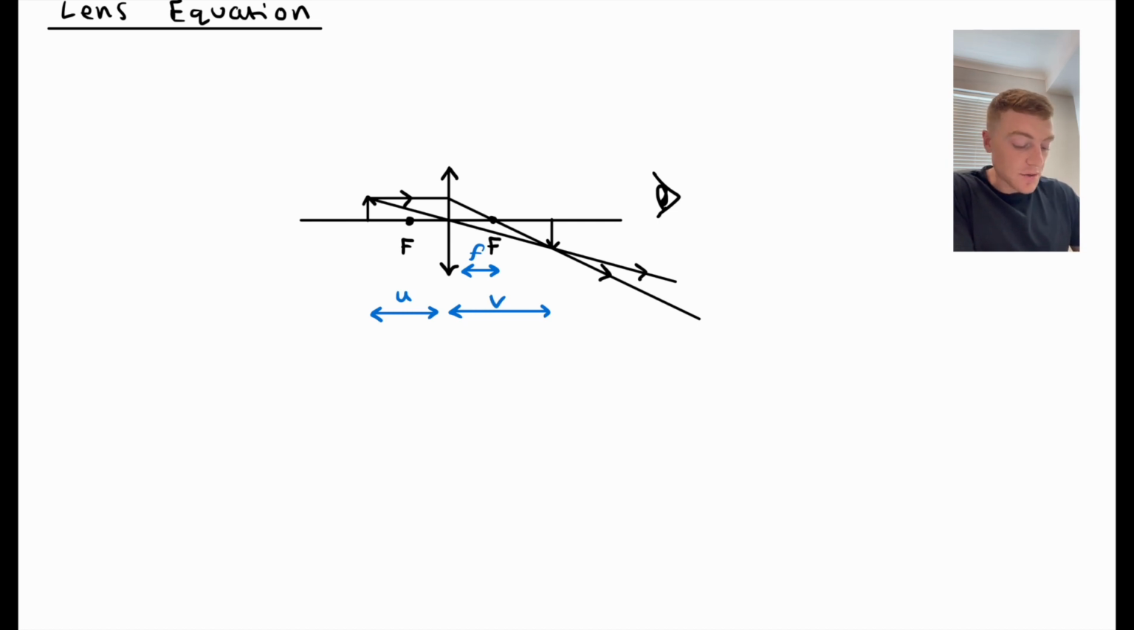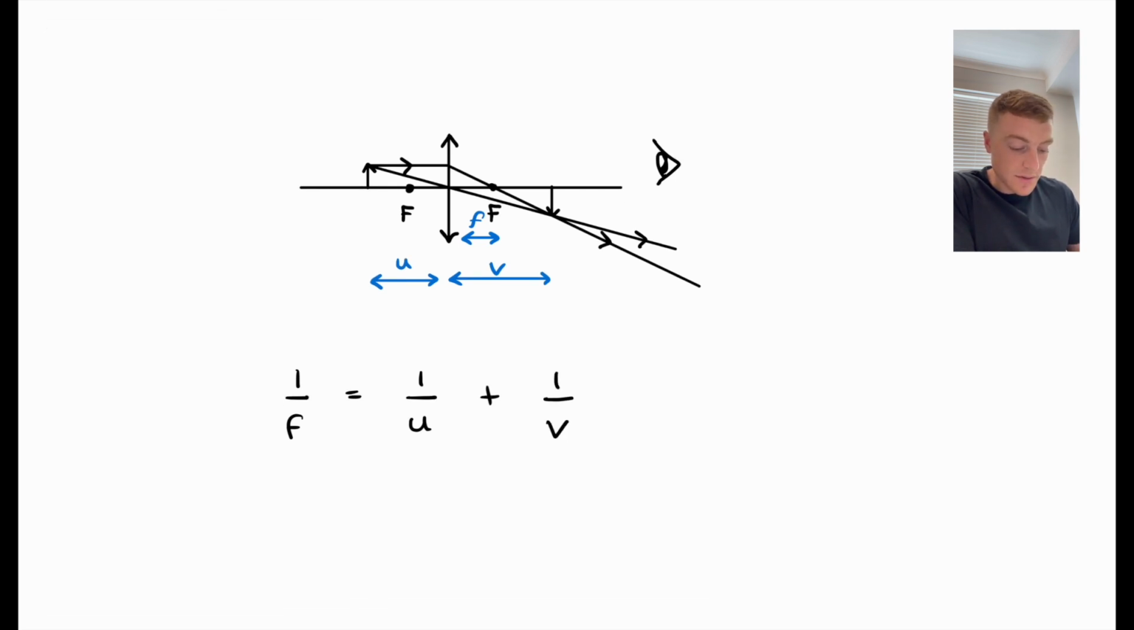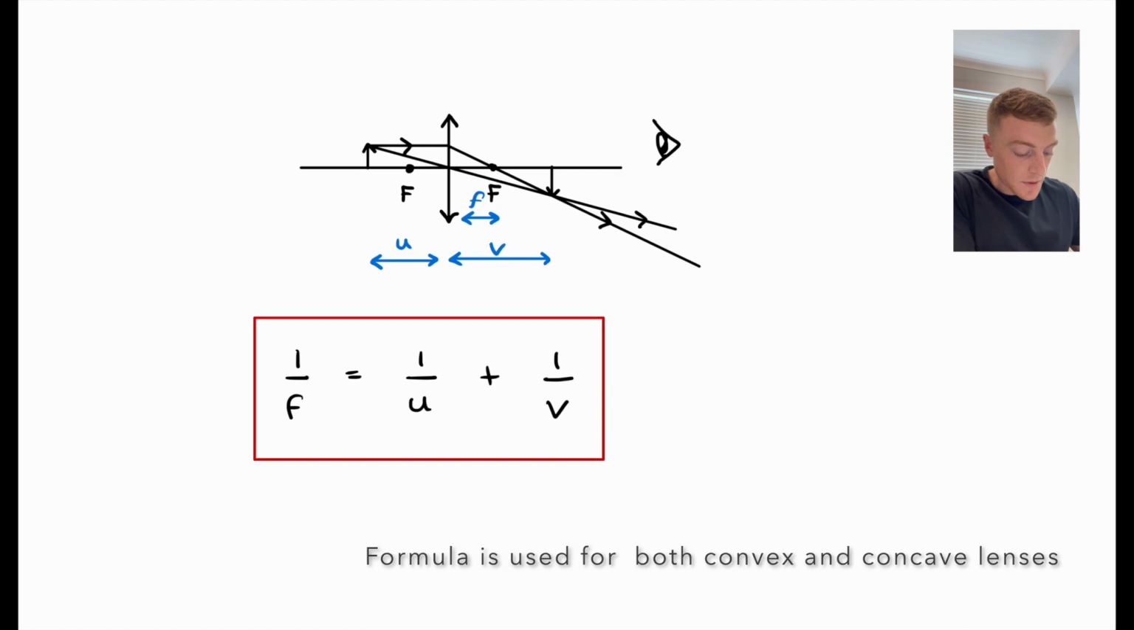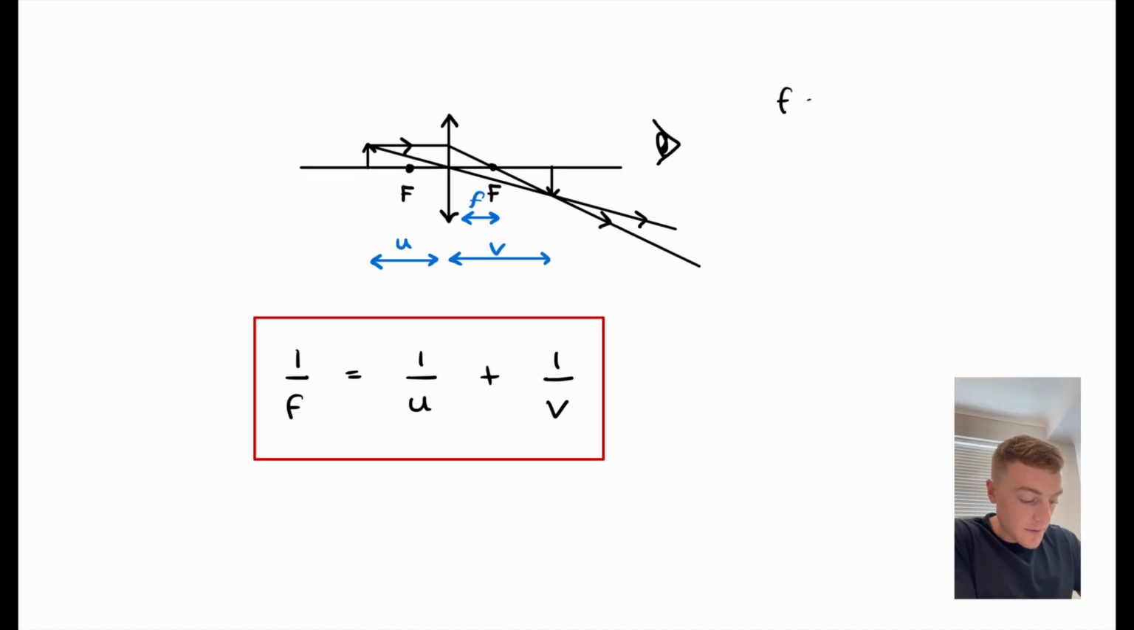So we've got the lens equation. Now I've drawn out a lens diagram already, but the formula you need to remember is that 1 over the focal length is equal to 1 over the object distance plus 1 over the image distance. Okay, so that's our first key formula. So just to recap, we know that f is our focal length, u is our object distance, and v is our image distance.